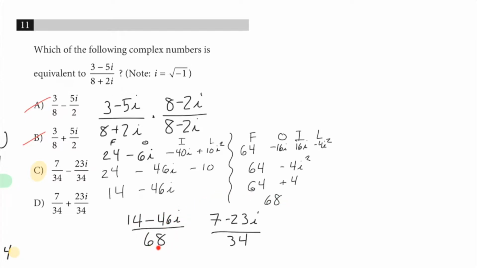That's this right here. If you factor out 2 from each of these terms, that's the greatest common factor of the three terms, then the twos cancel out and you are just left with 7 minus 23i over 34. You could further split that up into two fractions, and you get this answer C.